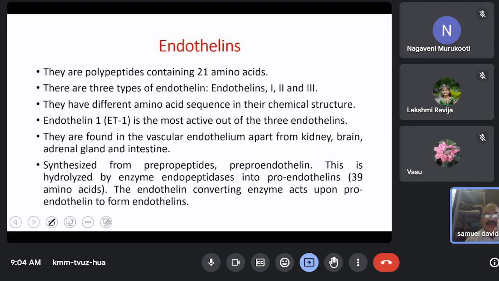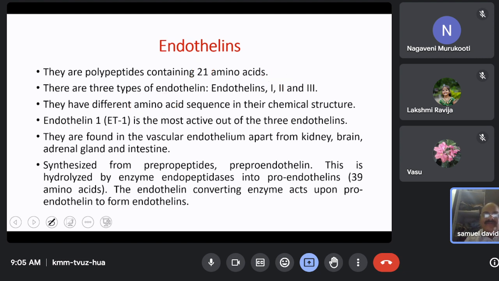Okay, coming to the next thing, that is endothelins. These are polypeptides containing nearly 21 amino acids. These are of three types: endothelin 1, endothelin 2, and endothelin 3. And they differ in their amino acid sequence only. Out of these, endothelin 1 is the most active. There are three endothelins, but when we see their functions, only endothelin 1 is said to be most active.